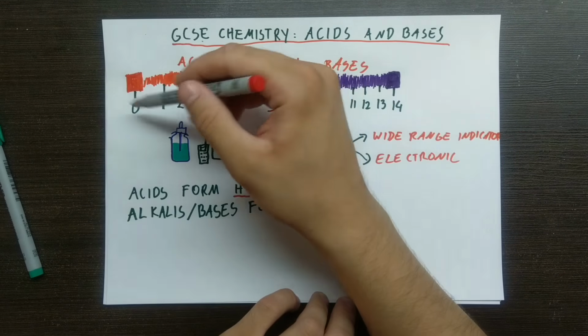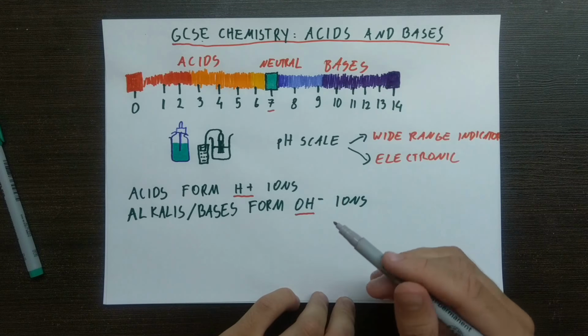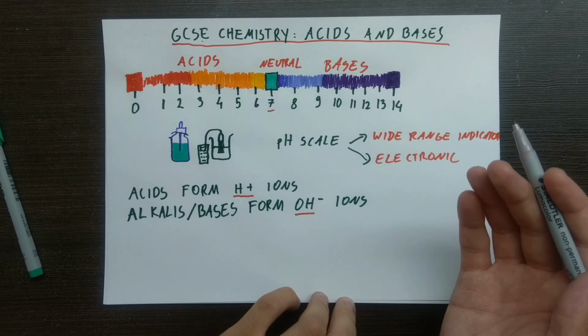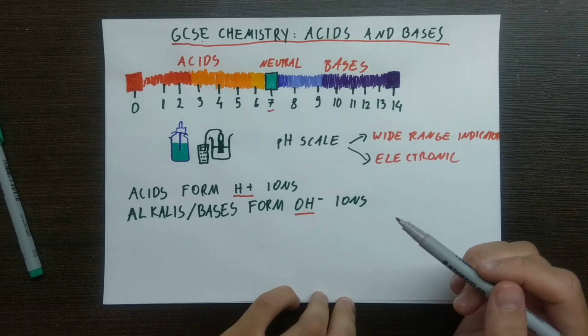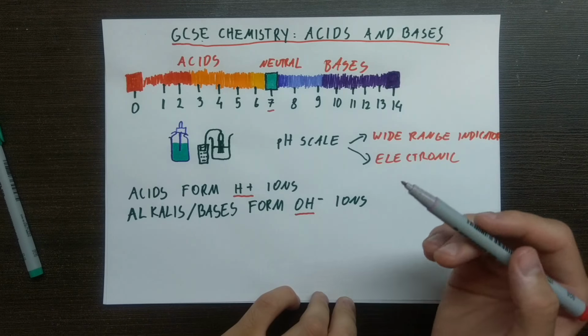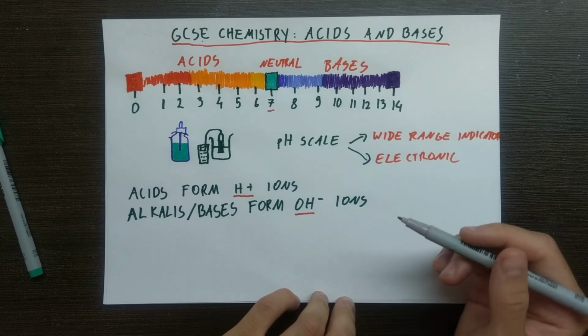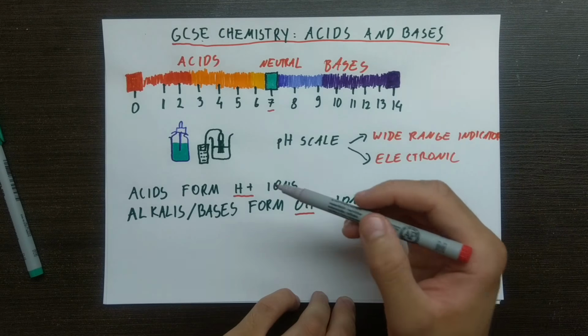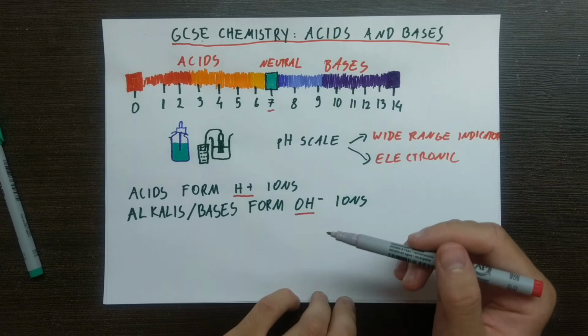For example, at the very acidic end of the spectrum, we have, for example, car battery acid, which obviously is a very harsh chemical. And at the very basic end of the spectrum, we have bleach, which again is a very harsh chemical. And that's all down to these ions, the reactivity of these ions.